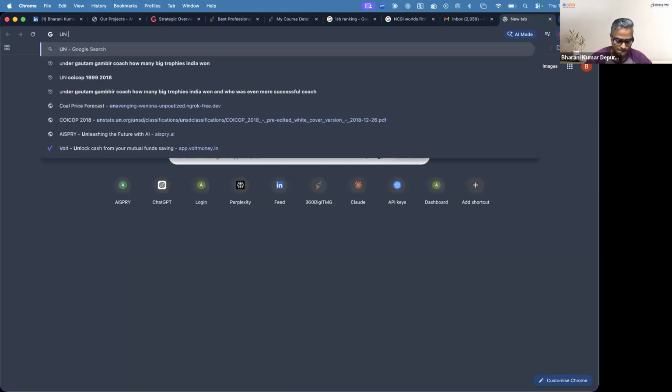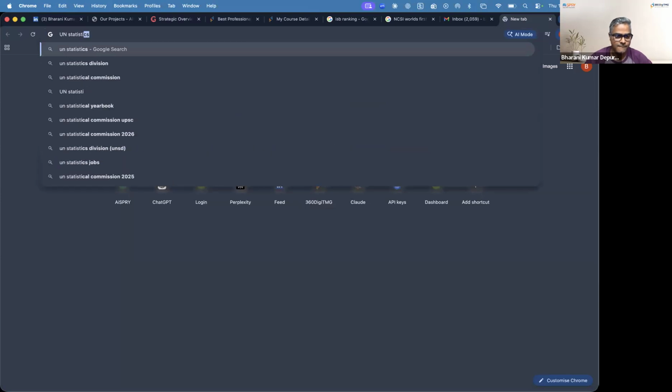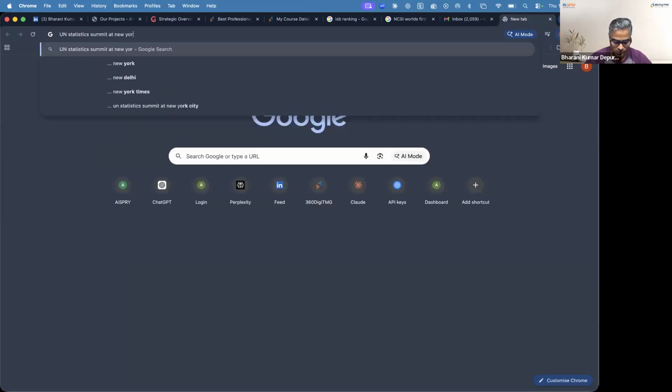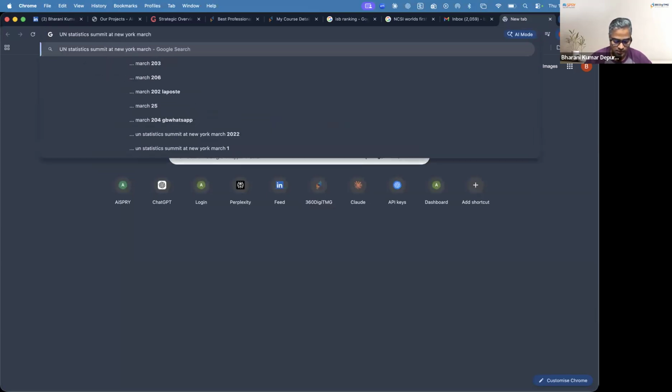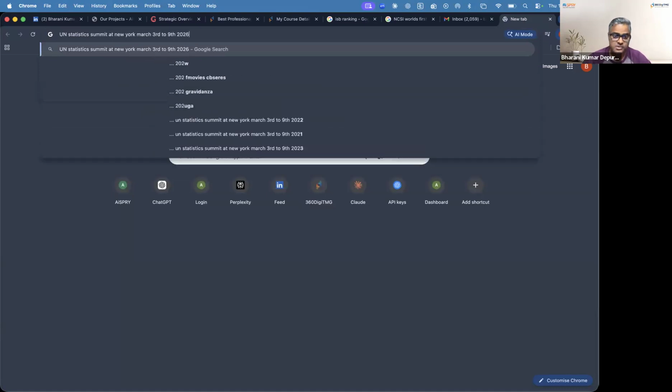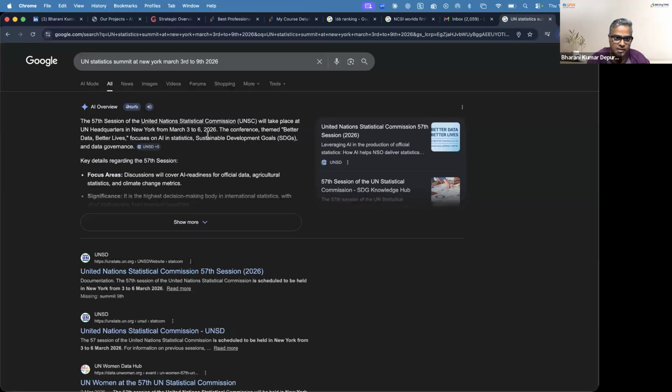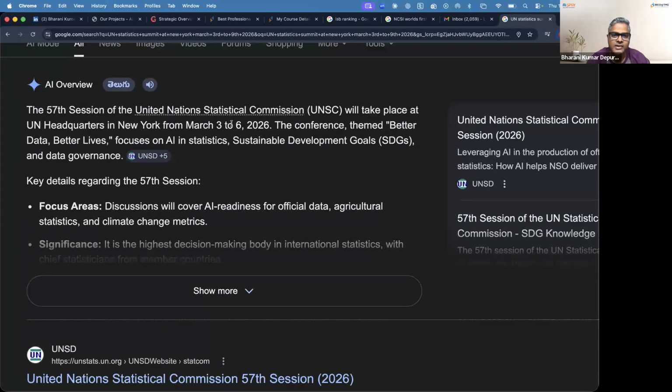The UN Statistics Summit at New York was conducted from March 3rd to 9th, 2026. The United Nations Statistical Commission was from March 3rd to 6th. And the center of attraction here was AI in statistics. And this project that we are working on was discussed in the United Nations. So we feel extremely proud of such achievements.